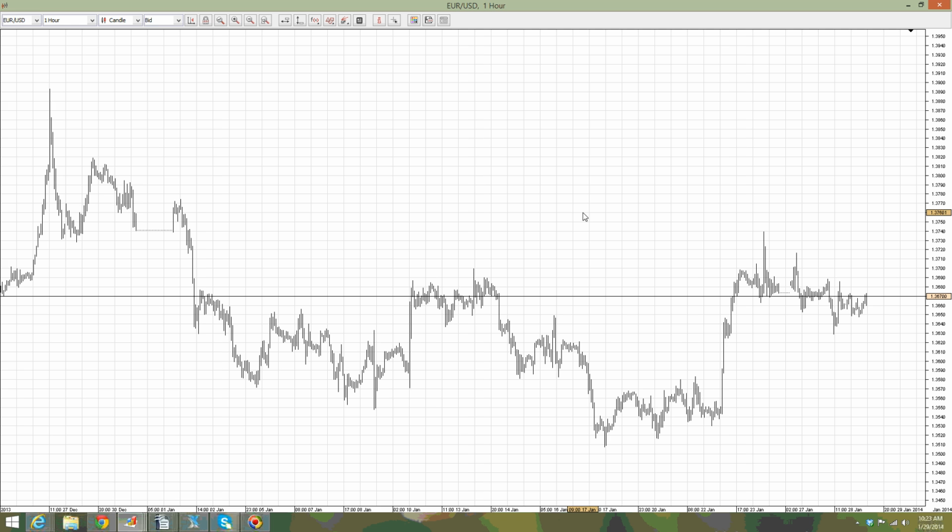This is the euro-US dollar chart. As you can see, it is the 1 hour chart here. And you can trade binary options in two different ways. First of all, it should be mentioned that when you trade binary options, you can only buy options. If you look for price to move to the upside, you are buying call options. And if you look for price to move to the downside, you are buying put options.